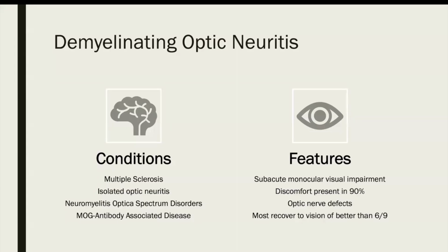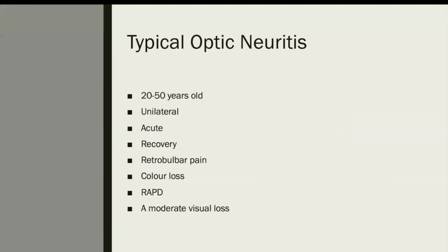The majority of these patients are going to self-resolve, and they will usually recover to vision better than 6/9. So from a demyelinating optic neuritis point of view, the prognosis does tend to be quite good.